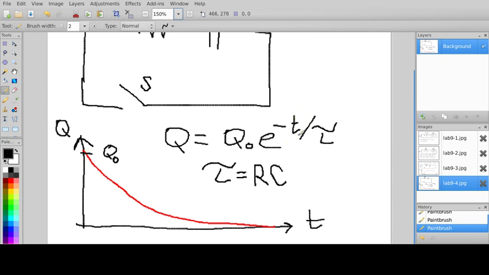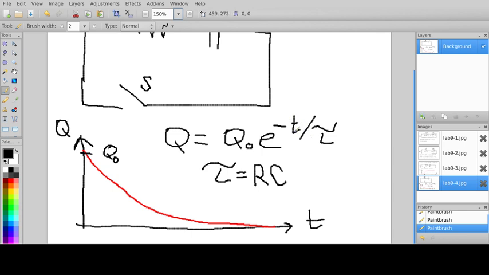Now, as t starts to get bigger and bigger, imagine t is equal to 1 and tau is 1. So 1 divided by 1 is 1. E to the minus 1, where e is about 2.7, is like 1 over 2.7. It's like 0.37 something. So by the time t is equal to tau, this thing has reduced to about 37% of its original value.